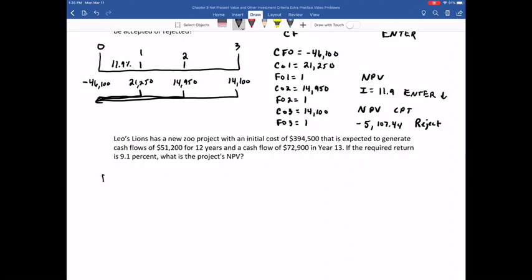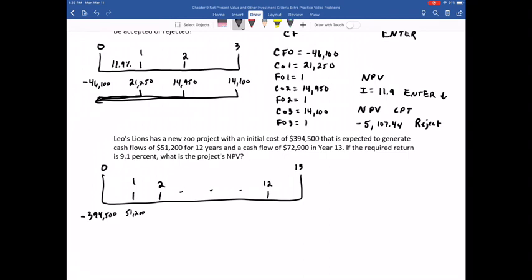So once again, I'm going to draw a timeline. In this case, I have a 13-year project. So my timeline technically should have 13 years. You can see that I'm going to condense it slightly because we have the same cash flow occurring for the first 12 years of this project. In year 0, we have a cash outflow of $394,500. That is our initial cost of this project. Then in years 1 through 12, we are generating cash inflows of $51,200 each of these first 12 years.